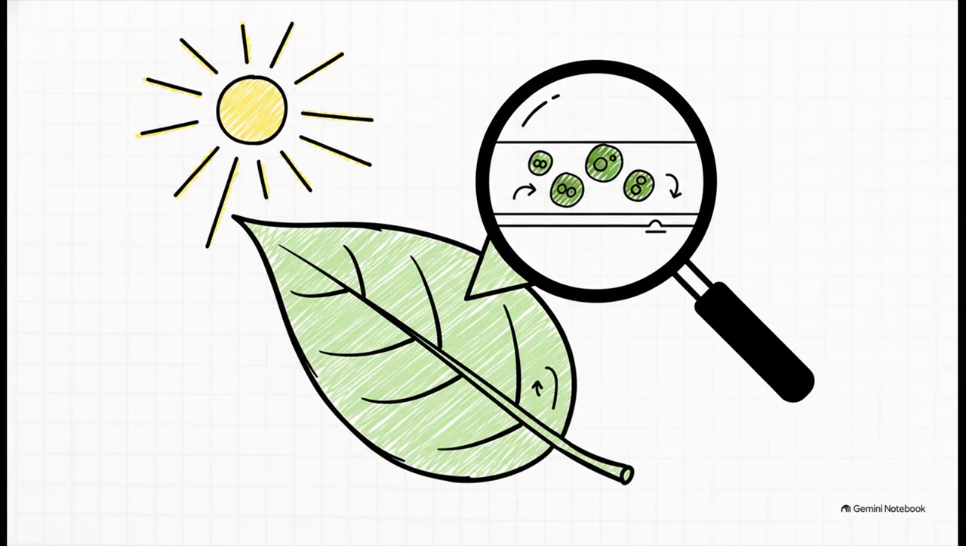They have a waxy cuticle on the outside to prevent them from drying out in the sun. Inside, they contain mesophyll tissue packed with chloroplasts for photosynthesis, grabbing the sun's energy. And crucially, they have stomata. These are tiny openings that manage gas exchange, pulling carbon dioxide in and pushing oxygen out.